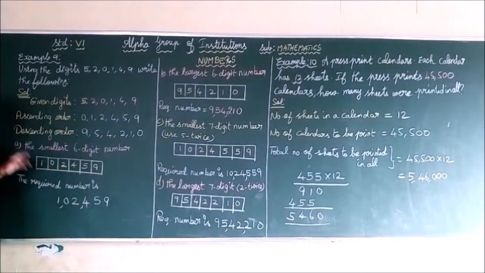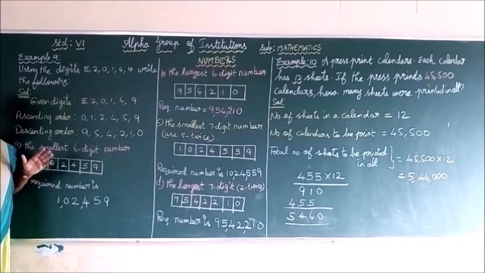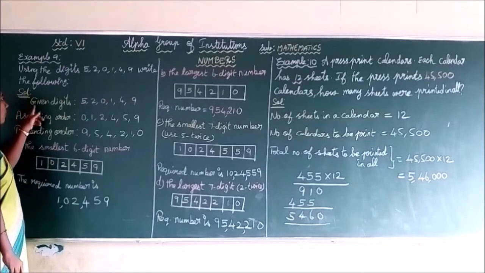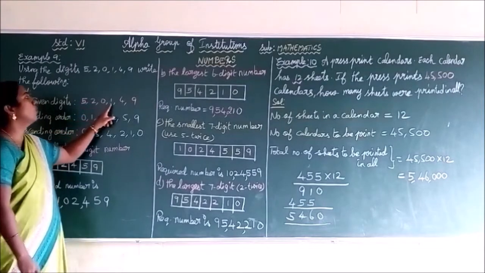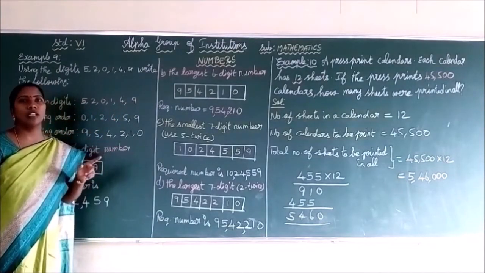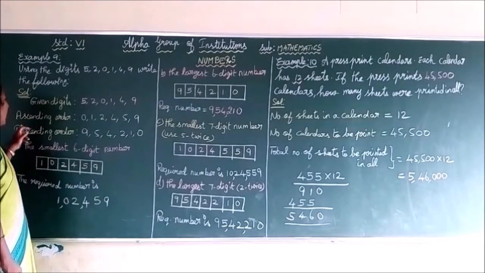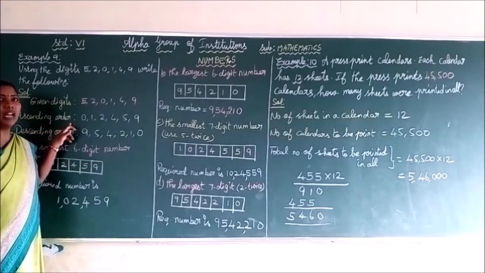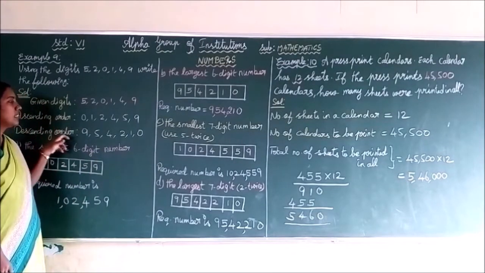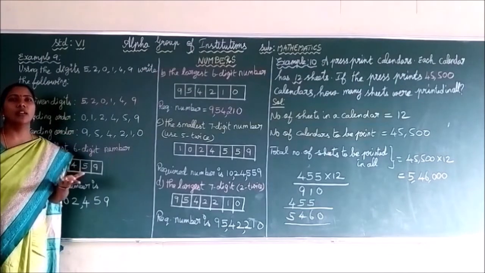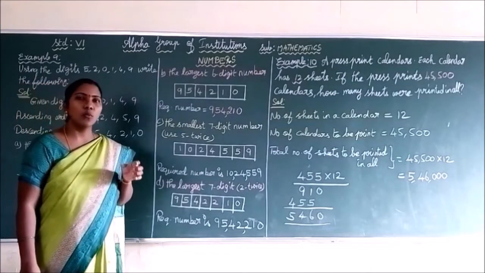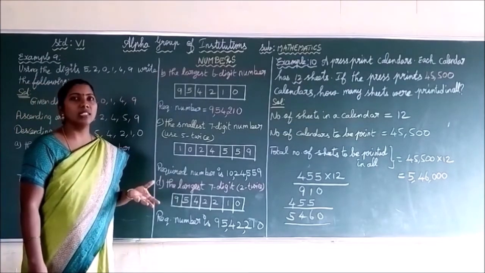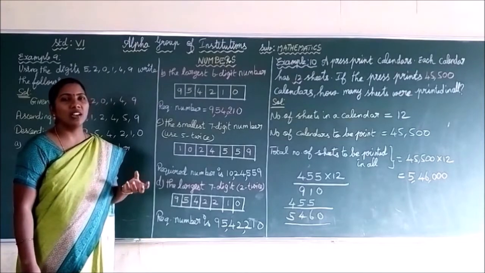Okay, see the first one. If the question is asking like this, the first step you have to do is write the given digits. What are the given digits? 5, 2, 0, 1, 4, 9. There are totally 6 numbers they are giving. Okay. After that, you have to arrange the digits in ascending order and then descending order. Why we are arranging the given digits in ascending order and descending order is to form the smallest number and the largest number. We need the ascending order and descending order.